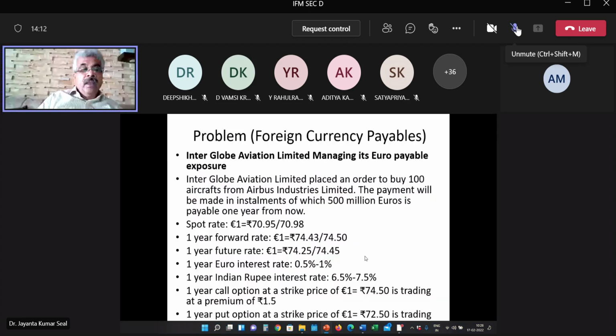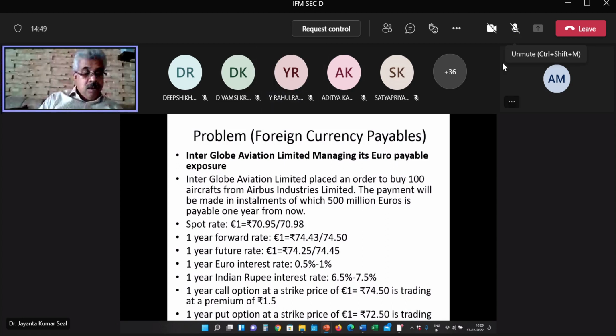Here one thing is clear. If you buy a forward contract, you have to buy at 74.5. So if the price is more than 74.5, you have to buy at 74.5. Even if the price is less than 74.5, you have to buy at 74.5. Agreed? What about option? If the price is more than 74.5, you have the right to buy, so you exercise your right and buy at 74.5. But if the price is less than 74.5, will you buy?